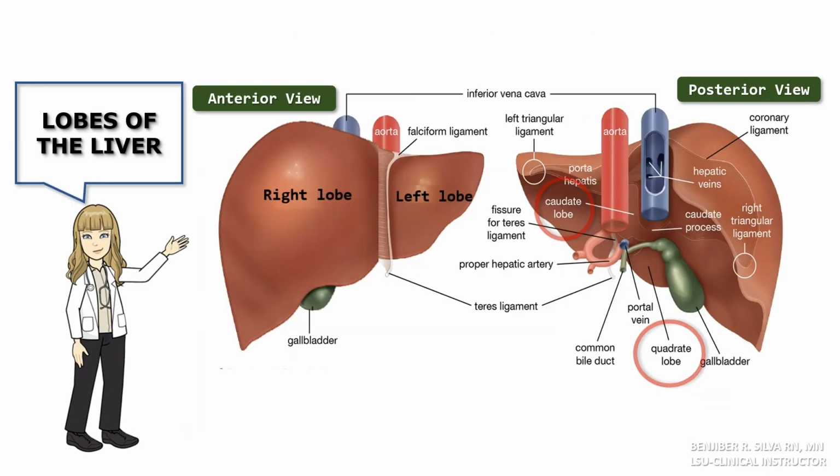Lobes of the liver. Anterior view. Right lobe. The functional right lobe of the liver processes blood coming from the head of the pancreas, the pylorus and antrum of the stomach, and the midgut via the superior mesenteric vein. The left medial segment receives blood from the entire gastrointestinal tract.